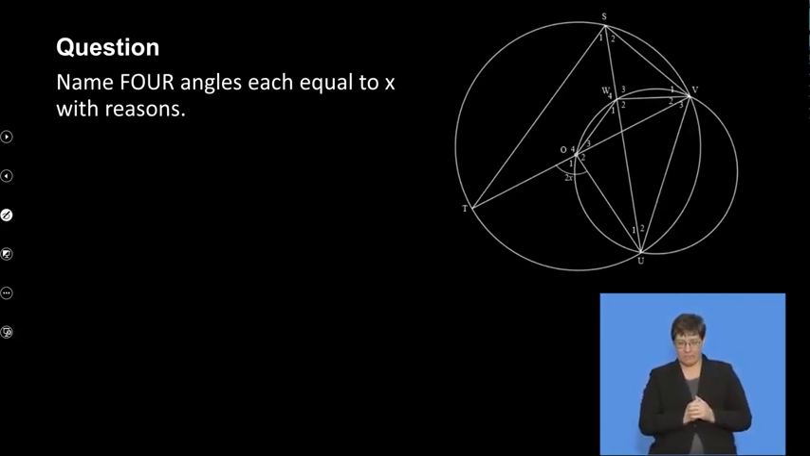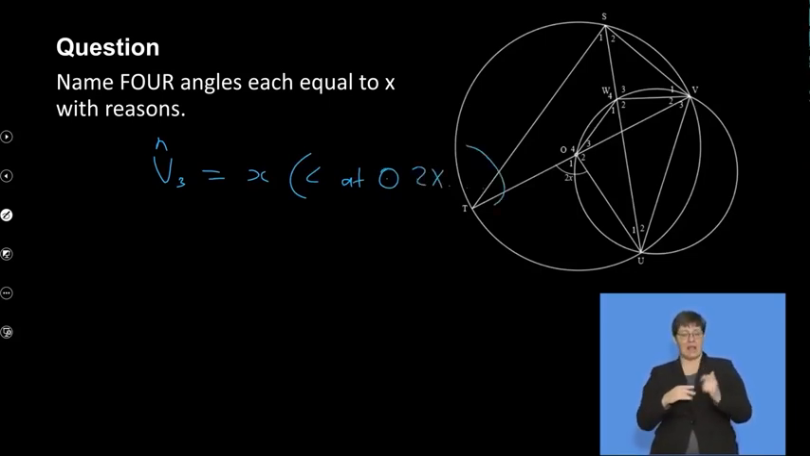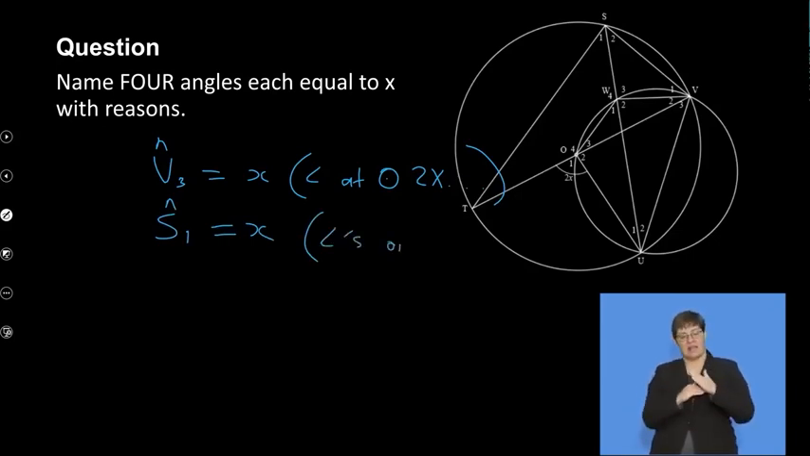So the first one I already said was V3, right? V3 will be equal to x, and this will be angle at center is 2 times angle at circumference. I know you guys can complete that. Then, based on us knowing V3 to be x, it also makes S1 equal to x, and this will be angles on the same segment, right? Same segment, meaning they're subtended by the same chord. Some people use those terms.